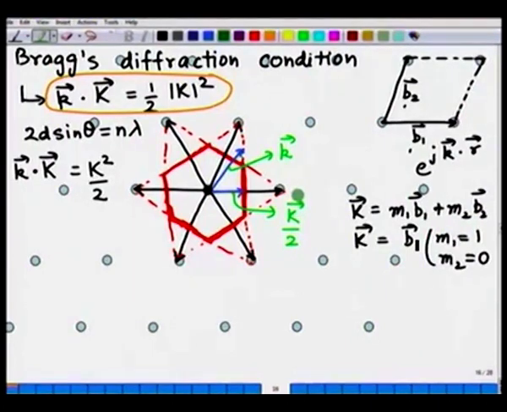If I take the component of small k in the direction of K, that will clearly be K by 2, and then I multiply by K itself. I should write it as simply this quantity multiplied by this quantity, which will be k square by 2. That is what this quantity will be. So clearly the Bragg's diffraction condition is satisfied on this particular plane. On Brillouin zone boundaries, they are special, Bragg's conditions are satisfied.